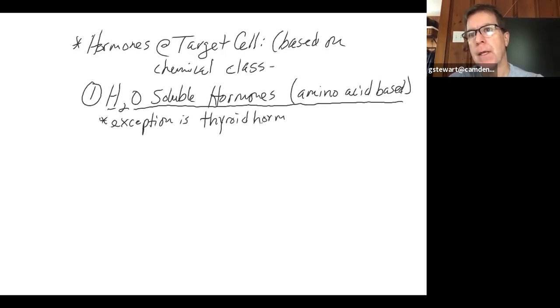Thyroid hormone is amino acid based, but it does not behave this way at the target cell. All other hormones that are amino acid based interact with their target cell in this fashion. So I'm going to write a few words and then draw a really nice picture. So here's what they do.